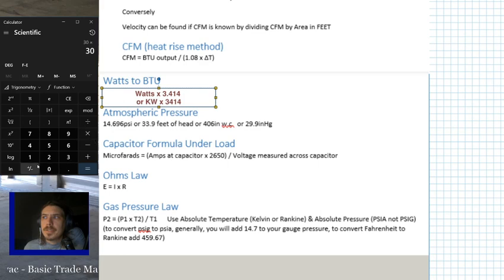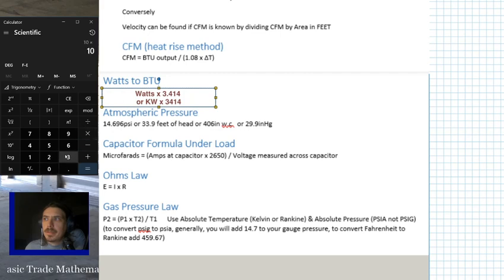30-degree delta T times 1.08 is 32.4. So our 34,140 divided by 32.4 gives us 1,053 CFM. You want to see that the other way, we can do it again.